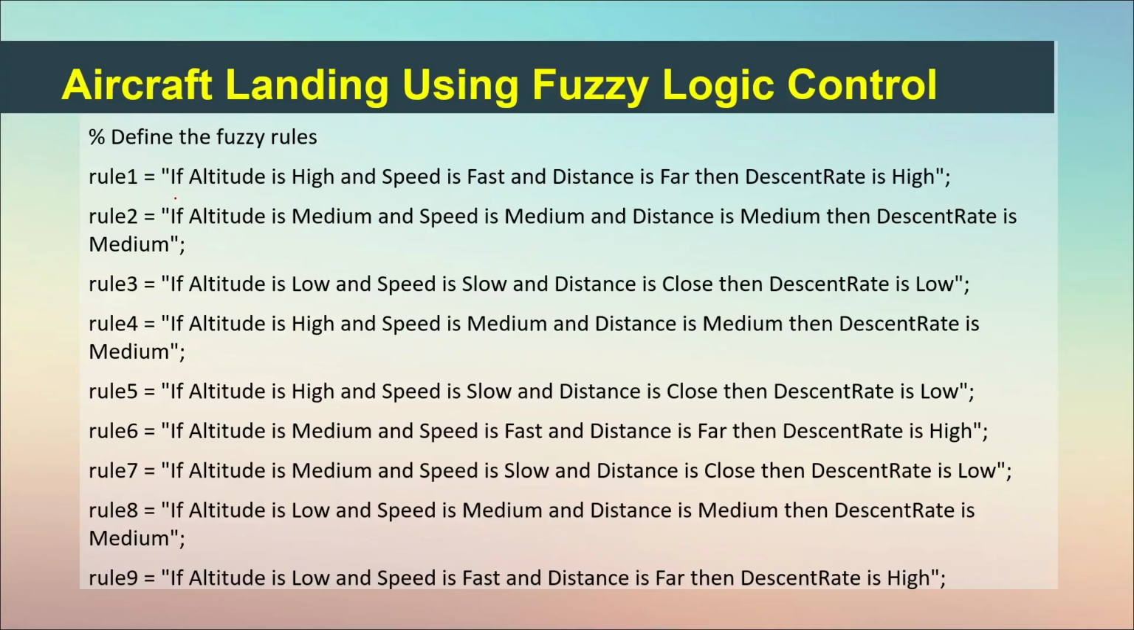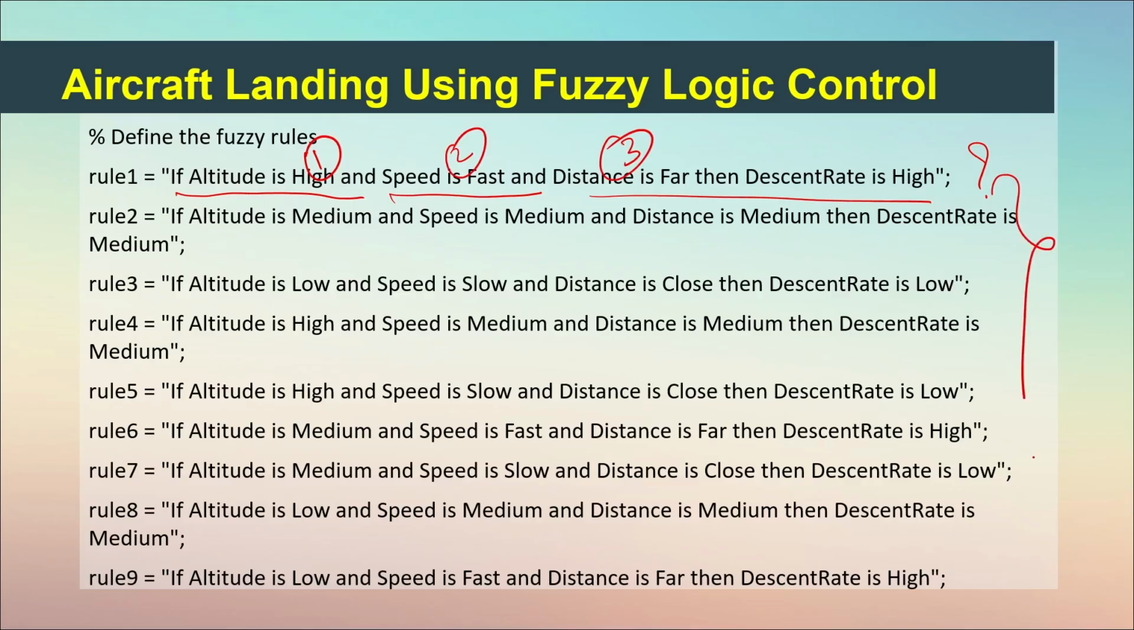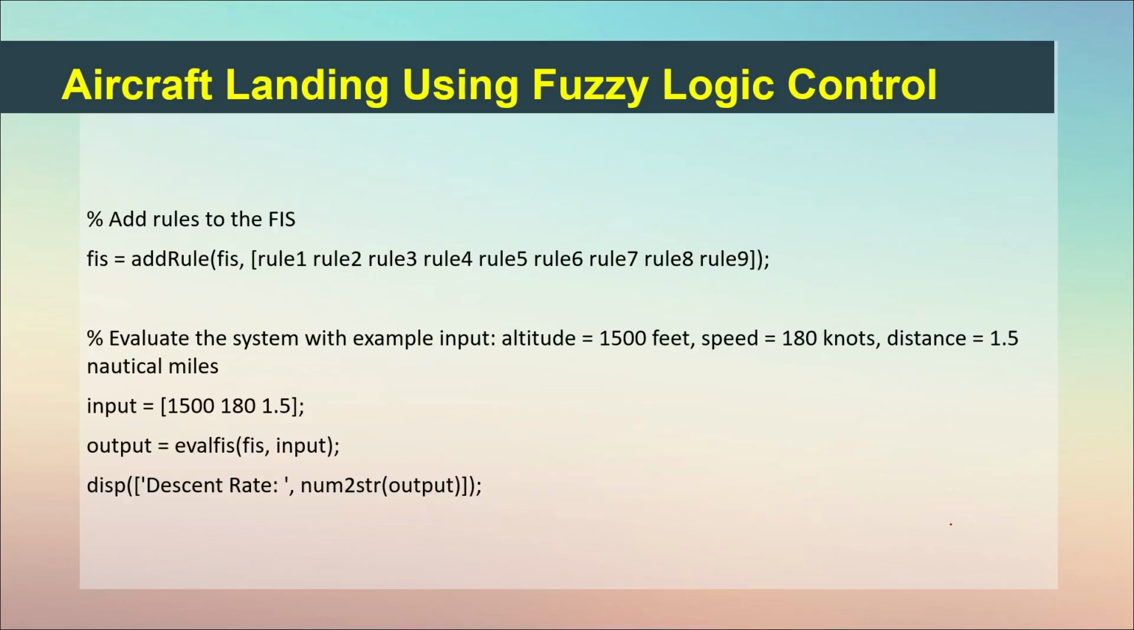See, if altitude is high and the speed is fast and the distance is far, then descent rate is what? So there are 3 input variables. The first variable is high, the second variable is fast, the third variable is far. So how is the descent rate? The descent rate is also high. So accordingly we have 9 rules, and all these 9 rules have been added to the system using the function addRule. So now the system is ready.